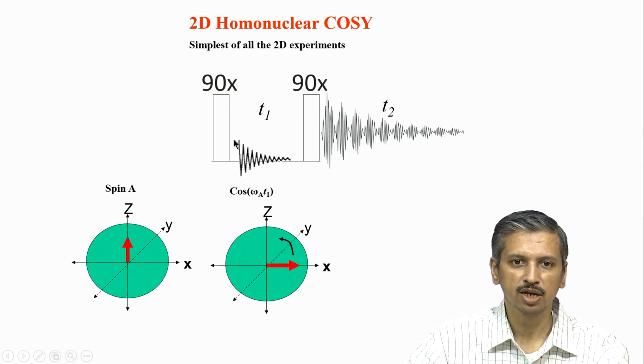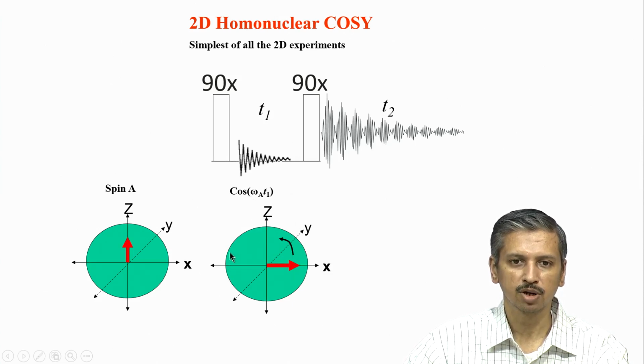Now, during this period t1 it precesses. You see this arrow is shown as anti-clockwise, you can think of it as clockwise or anti-clockwise. It precesses or goes around the z axis. So, z is now vertical. Please keep in mind that this is a vertical axis, so the x and y plane is horizontal. This green circle which is shown here is actually the xy plane. Now it precesses in the xy plane, and that precession is mathematically written as cosine omega t1.